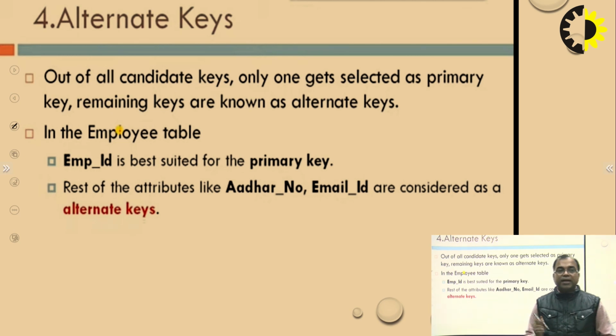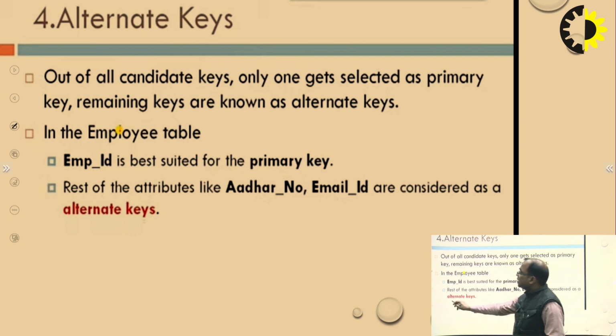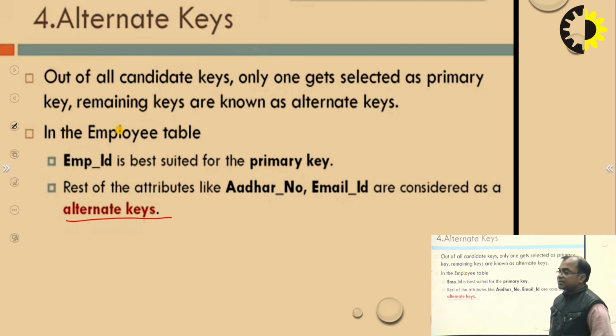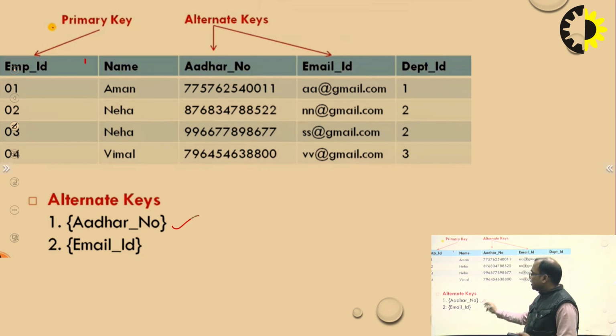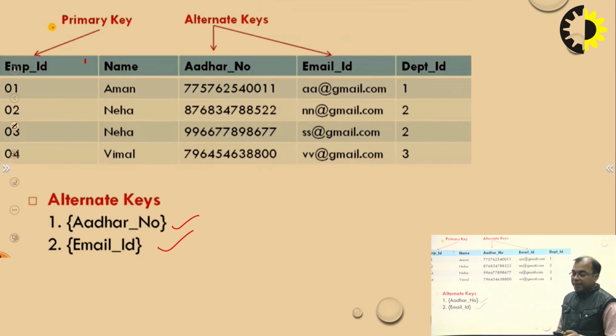Clear? So in the implied table, email ID is best suited for the primary key and it is chosen by the database administrator. The rest of the attributes, like Aadhaar number and email ID, which are candidate keys, are considered alternate keys. So this is the definition of alternate key. Clear? Till now we have completed 4 of the keys. Next, this is what is shown in the table: primary key, and these two are alternate keys. So Aadhaar number and email ID in this table are basically alternate keys. Clear?